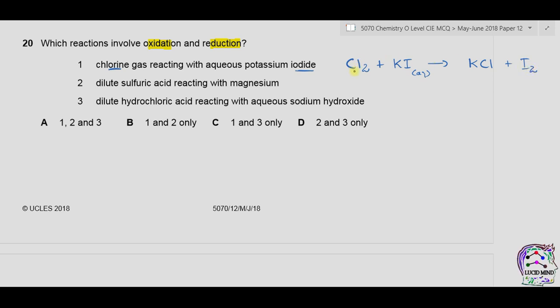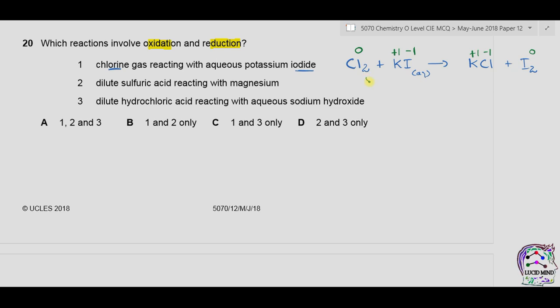Now the oxidation state of a molecule is always 0. So for chlorine and for iodine it is 0, while for potassium it is +1 as it is in group 1 of the periodic table. For iodide it is -1 as it is in group 7 of the periodic table. Similarly for potassium and chloride.